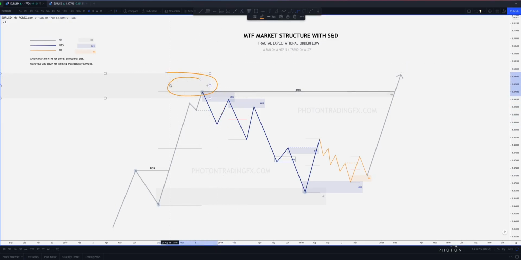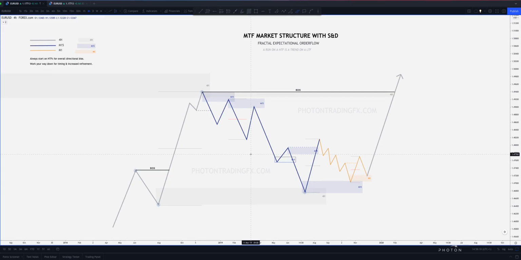Because it's mitigated a strong area of supply. So it increases the probability. It's not a guarantee, it's not a certainty. It increases the probability that we can now look to either play those counter trend shorts or manage any positions if we're already in long from down here. So hopefully you can now see how all of these pieces of the puzzle are starting to come together as we're building it layer by layer.